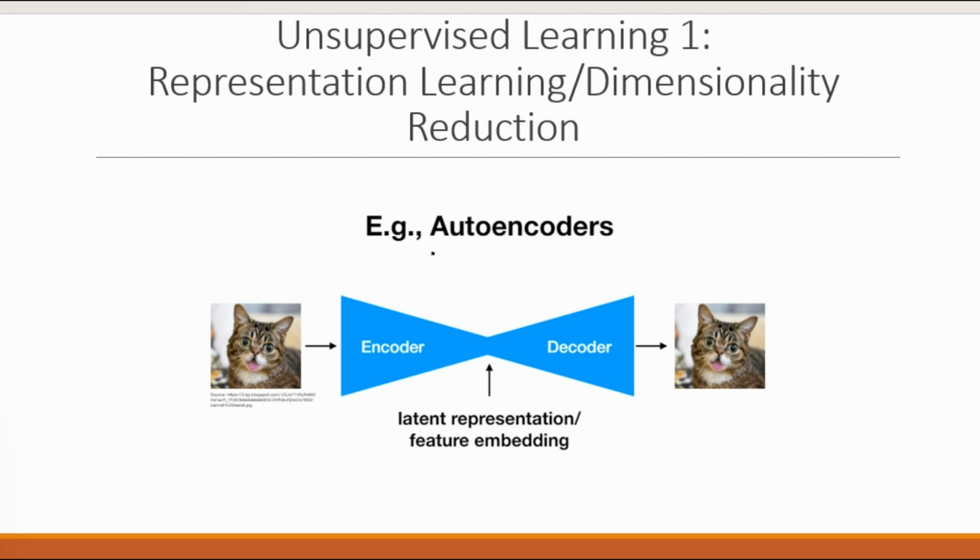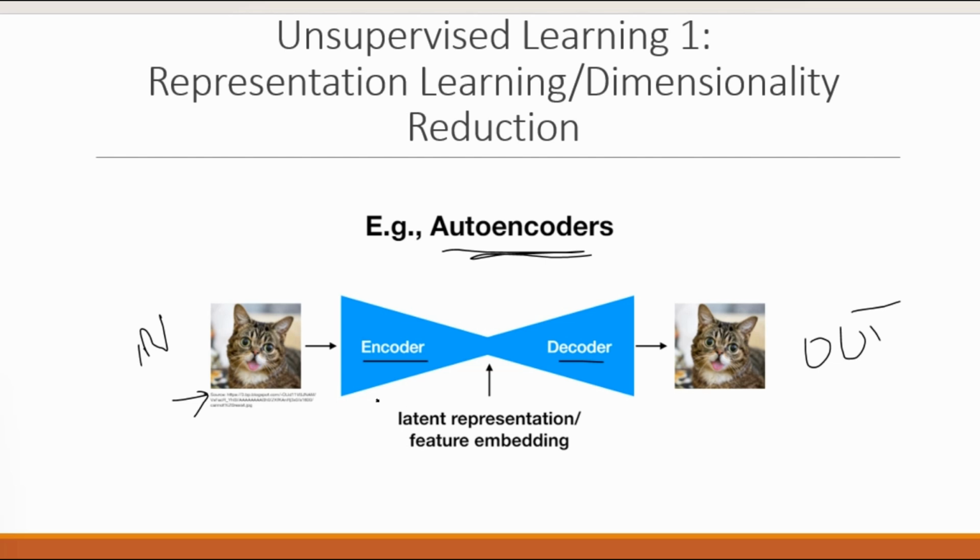So another example of unsupervised learning are autoencoders. So autoencoders work like this. It's actually a very simple concept. You have the input data. So here this is your input data, and then you have the output produced by the autoencoder. And the autoencoder consists of two parts, an encoder and a decoder.